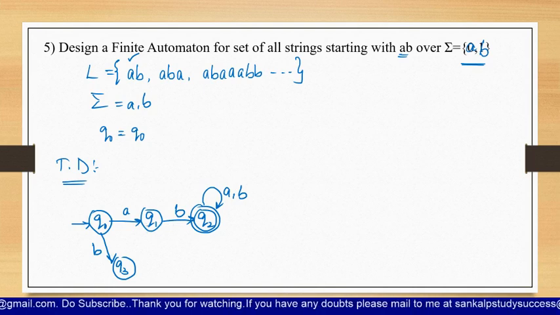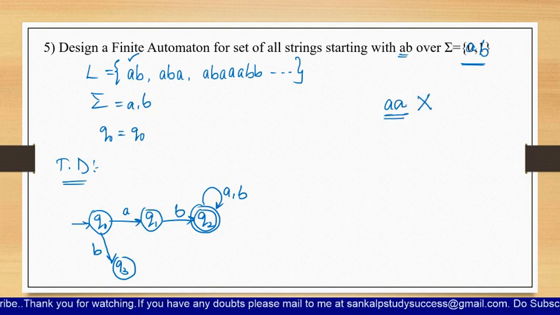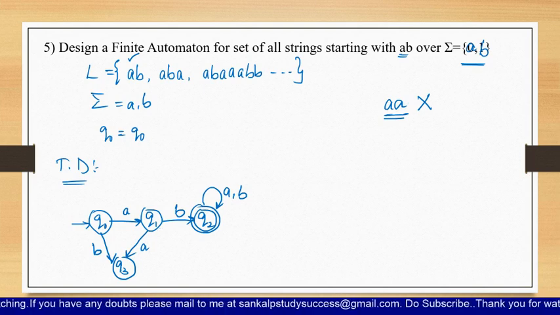If here we are going to have A, if it is moving to Q2, then AA will also be accepted. But this is not a valid string, because it should start with AB. So if you get A, then it should not move to the final state. So it can move to Q3, which is not a final state. So here we have applied A and B. We are done with Q2. And also, if you apply A comma B to Q3 as a self loop, then the deterministic finite automata is done, because for each and every state you have to apply each and every input symbol.